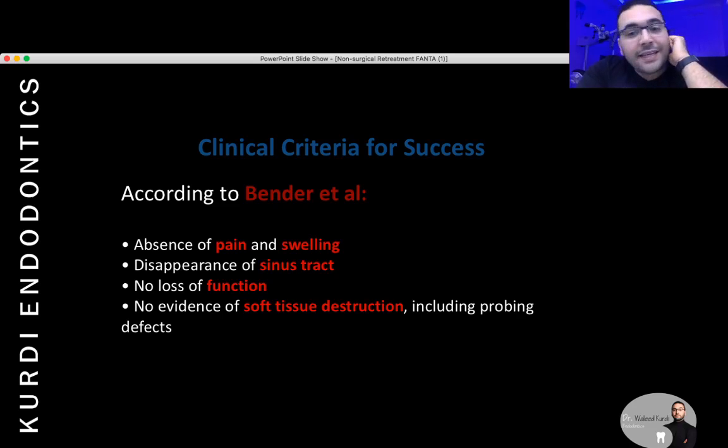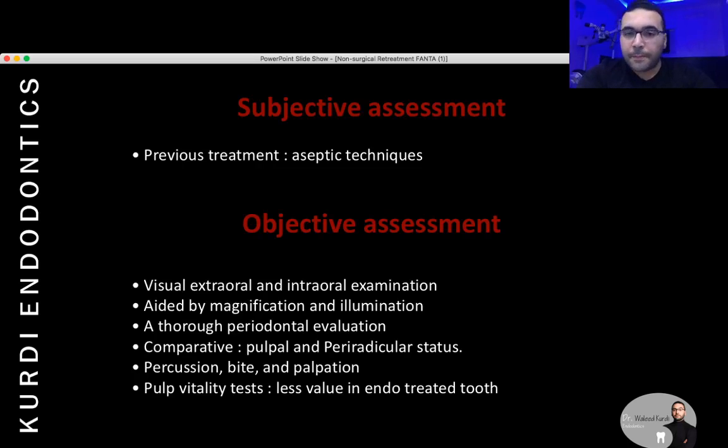What are the clinical criteria of success according to Bender et al.? According to them: absence of pain and swelling, disappearance of sinus tract if there is a sinus tract, no loss of function, no evidence of soft tissue destruction. So all these are the clinical criteria for success according to Bender et al.